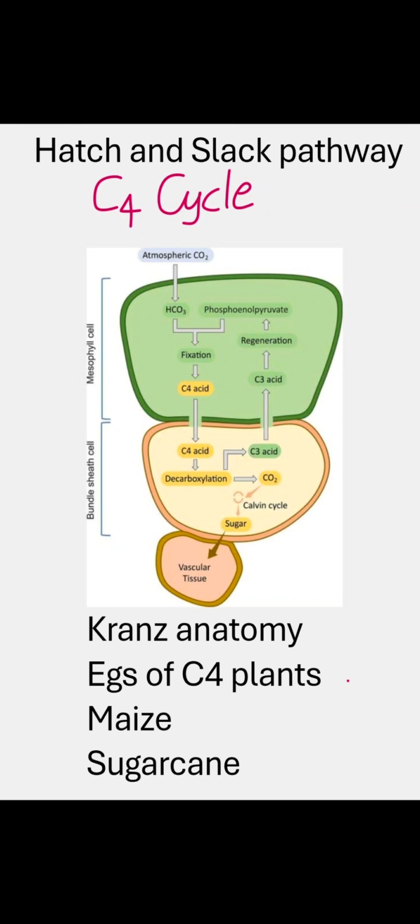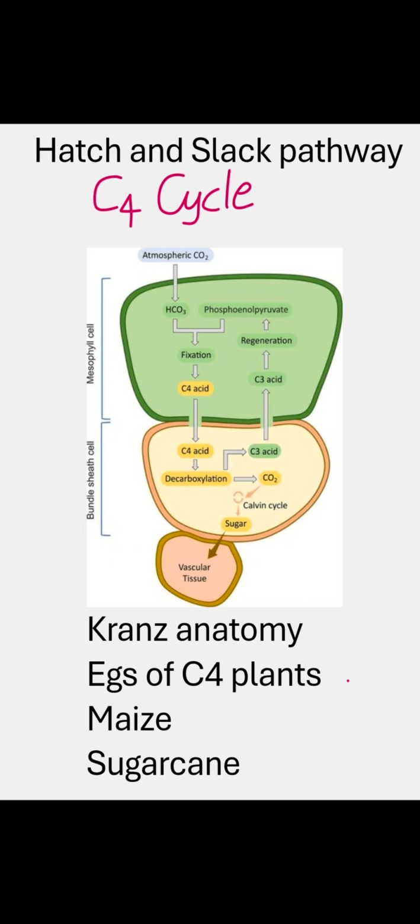When you look at mesophyll cells, carbon dioxide is fixed in mesophyll cells. And the carbon dioxide is accepted by phosphoenol pyruvate, which is a 3-carbon compound, to form a 4-carbon acid, which is oxaloacetic acid. This oxaloacetic acid is then transported into bundle sheath. This bundle sheath normally, if you see, are cells which are arranged around the vascular bundle.